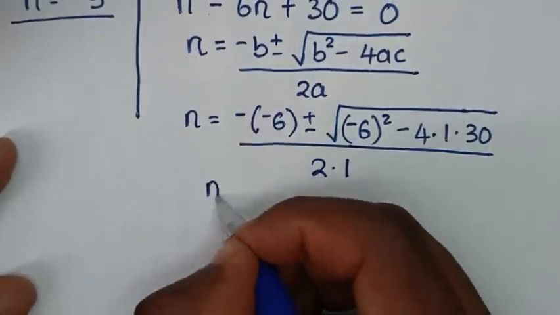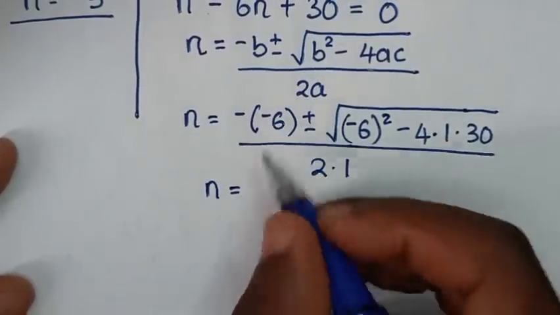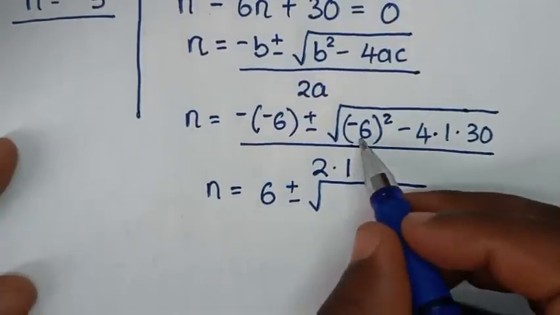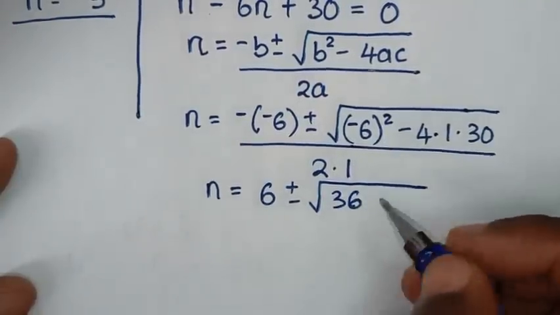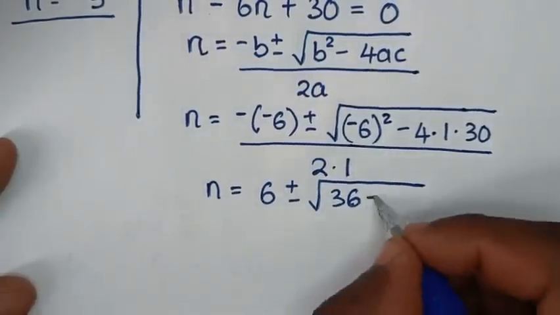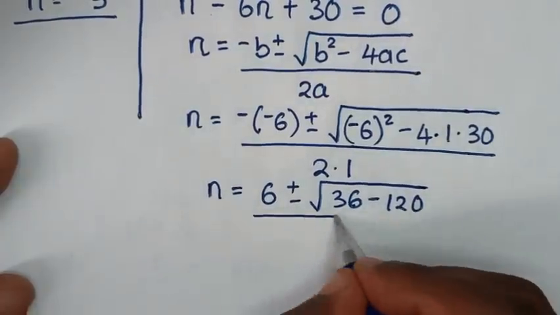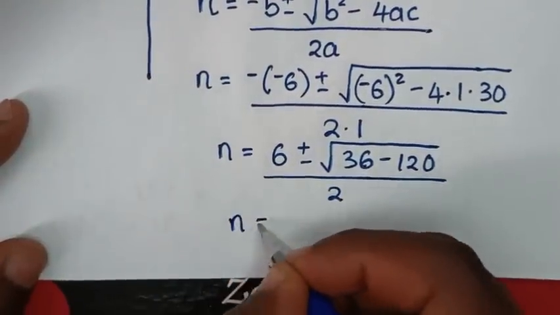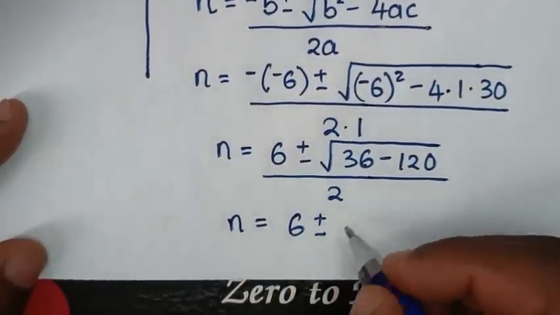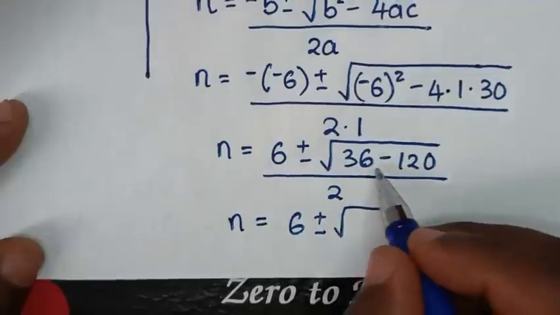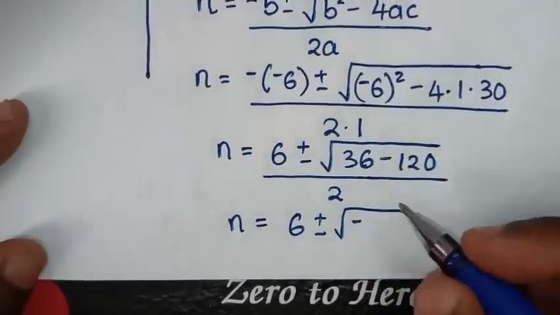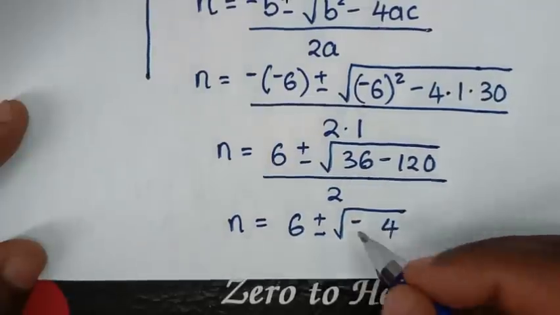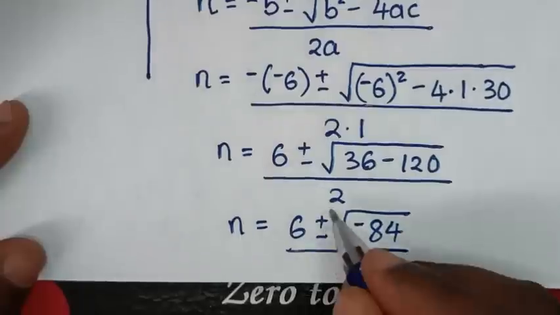Then n is equal to negative of negative 6, which is positive 6, plus or minus the square root of negative 6 squared, which is positive 36, then negative 4 times 30, which is negative 120, over 2 times 1, which is 2. Then n is equal to 6 plus or minus the square root of 36 minus 120, which is negative 84, over this 2.